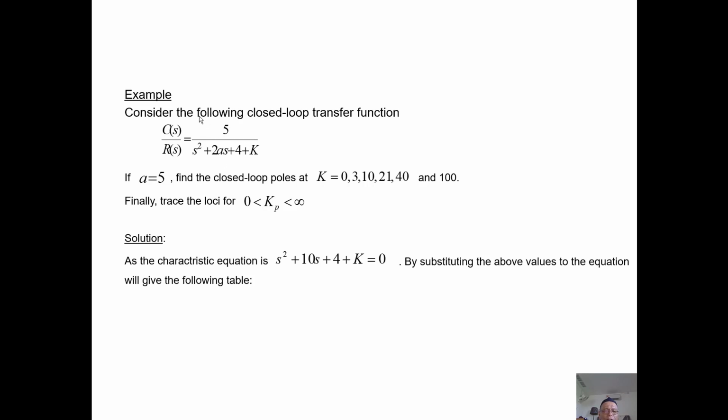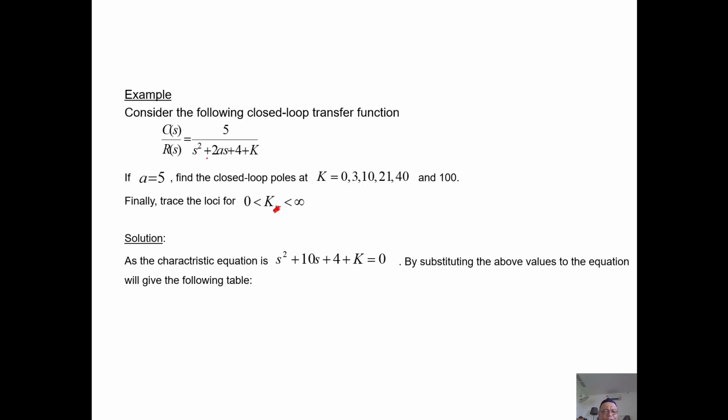Okay, let's look at another example. Consider the following closed loop transfer function given by this one. If a equals 5, find the closed loop poles at k = 0, 3, 10, 20, 40, and 100. And finally, the trace for 0 to infinity. There's a mistake here. Just ignore this p because the value here is k. If the value here is kp, then this also becomes kp.